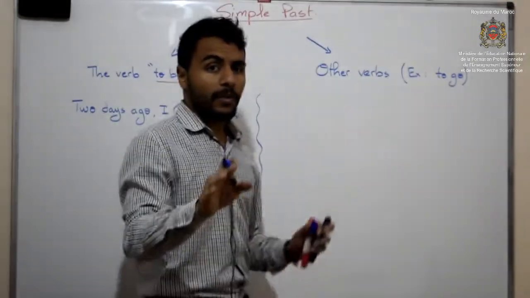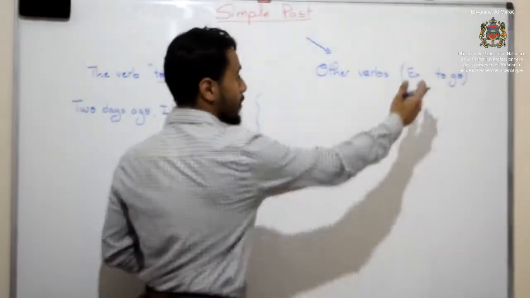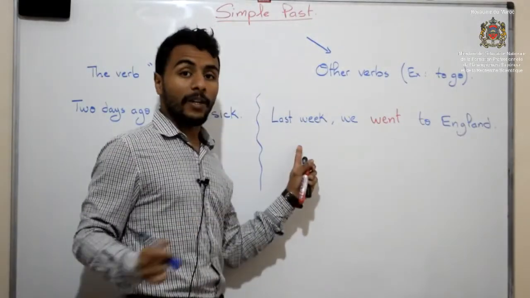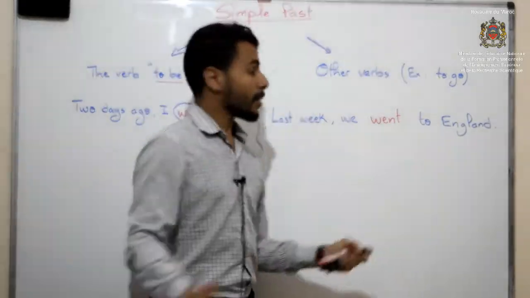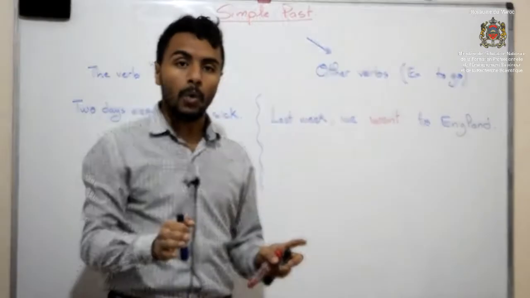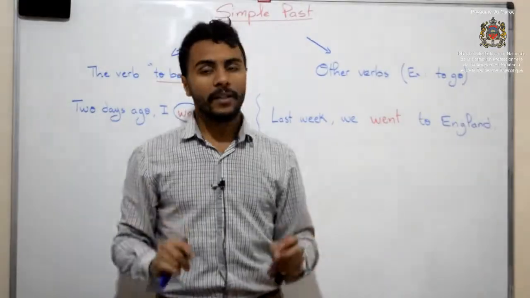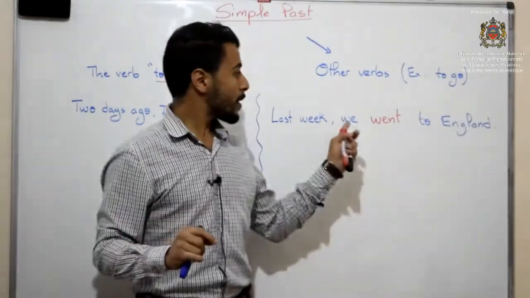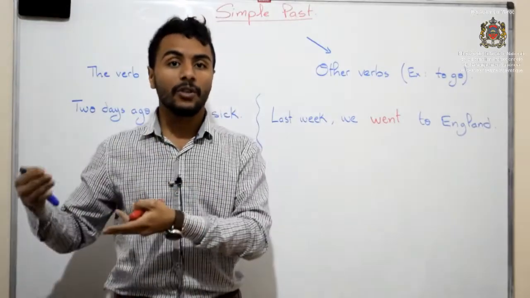For other verbs, it goes the same. You have to conjugate the verb too. For example, the verb go. Last week, we went to England. The one that is in red is the verb, and that's the verb go in the simple past. Now, so far, everything is clear. Conjugate the verb like this. There is a rule of all the verbs and how they have to be conjugated.